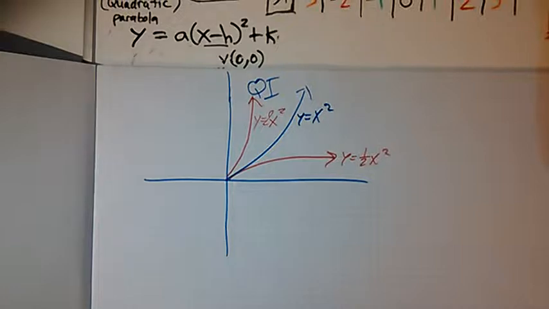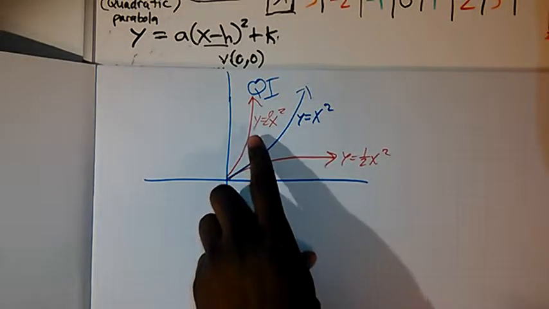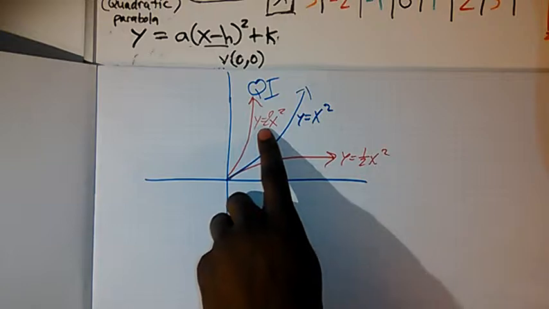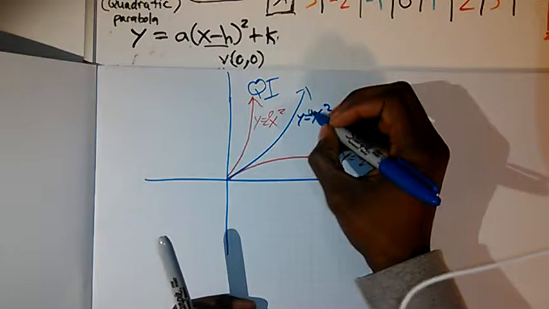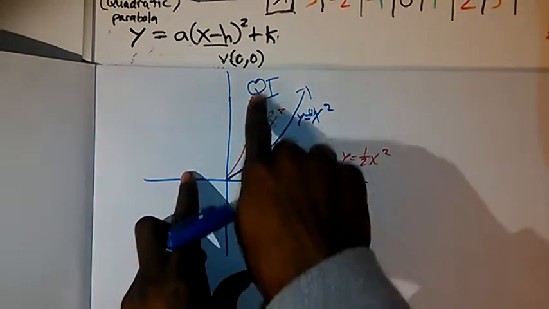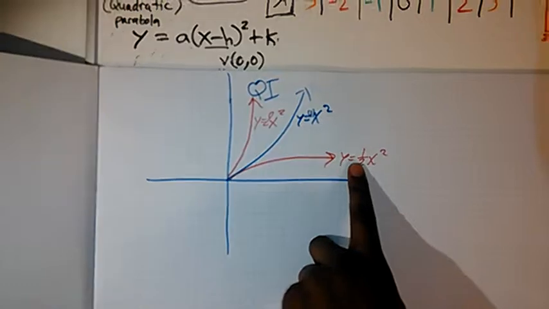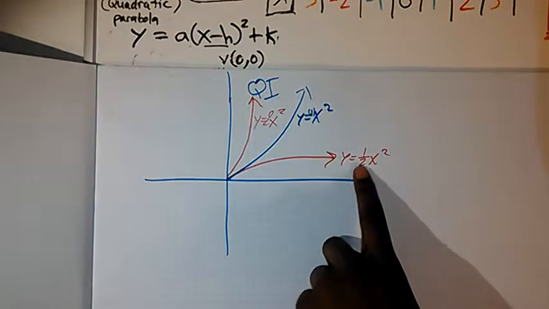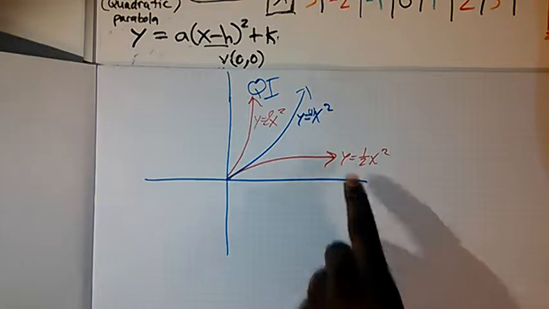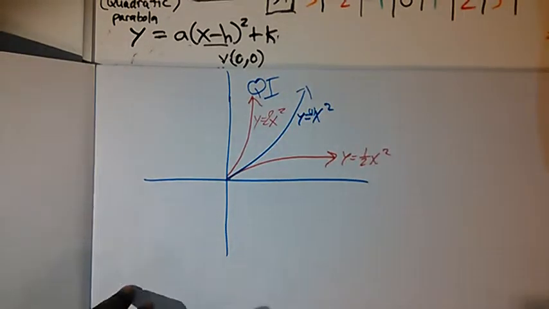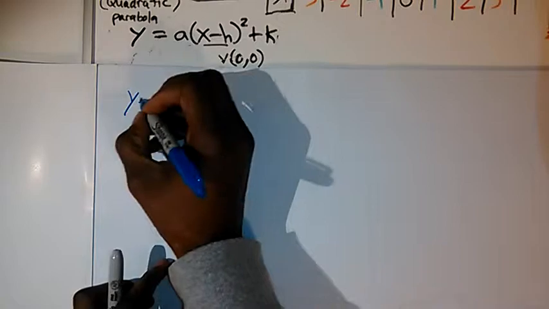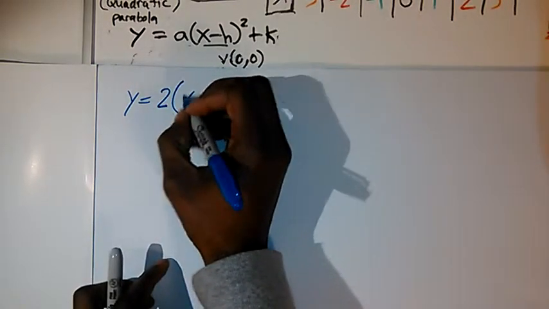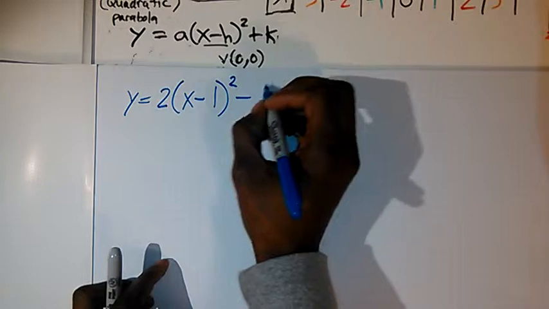And the reason why this one is 2x squared, the reason why it's called stretching is because 2 is more than 1. Remember, there's always an invisible 1 in front of x squared. So 2 is more than 1, so it's growing faster. Here, it's vertical compression or contraction because 1/2 is less than 1. So we graphed an easy one. How about a harder one? Y equals 2(x minus 1) squared minus 5.